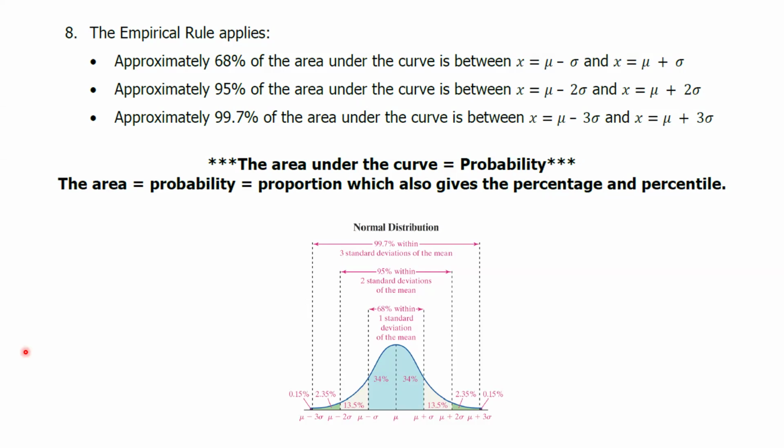So remember that the area under the curve, when you see that phrase, means the probability of X occurring. Okay, so the area is the same thing as probability. It's the same thing as proportion, which then also gives us the percentage and the percentile. Okay, so all those words are interchangeable with each other.